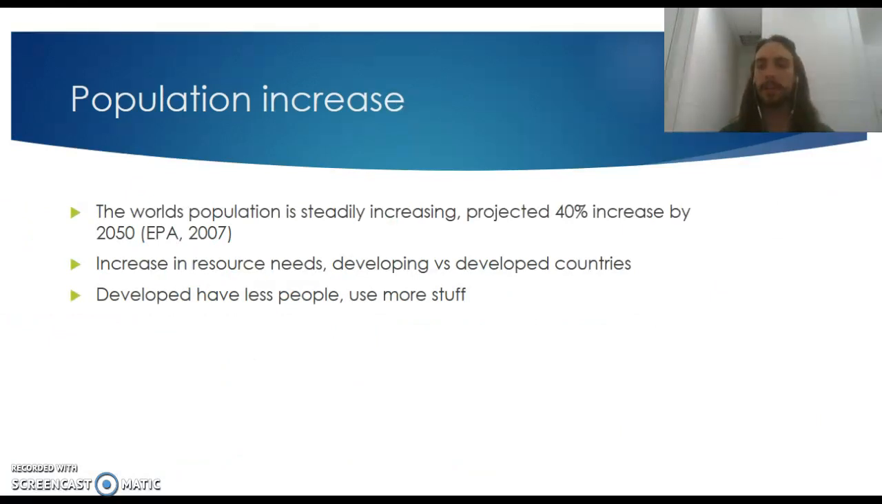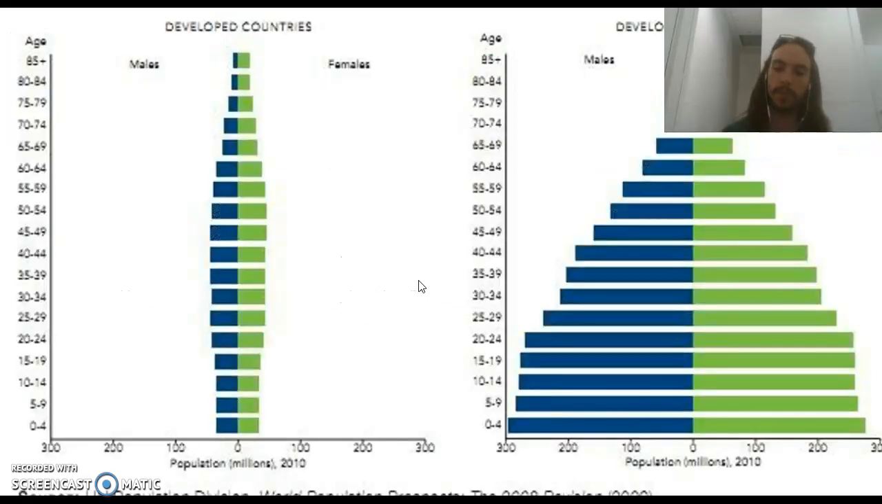So we've got population increases. That doesn't lead to sustainability. The world's population is steadily increasing. It's projected a 40% increase by 2050, and so this is when a lot of catastrophic things are predicted to start happening, is 2050. It's going to increase our resource needs, developing versus developed countries. That's a big deal right there. Developed have less people, but we use more stuff. So we actually have a really bad ecological footprint.